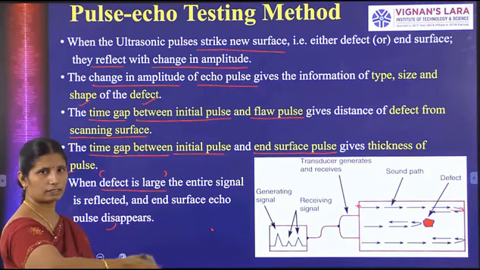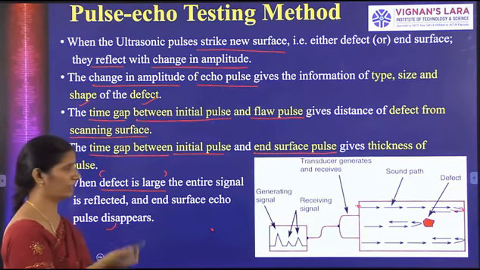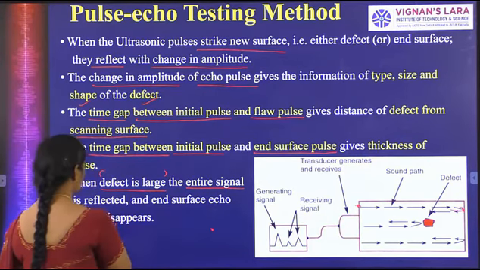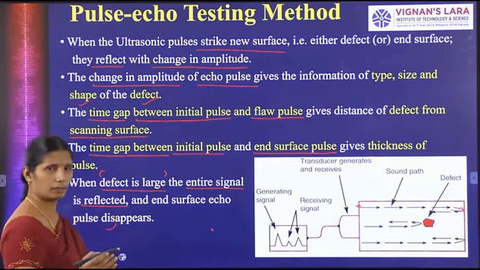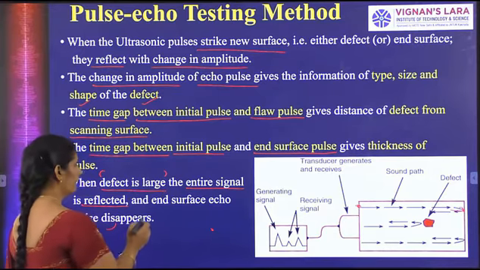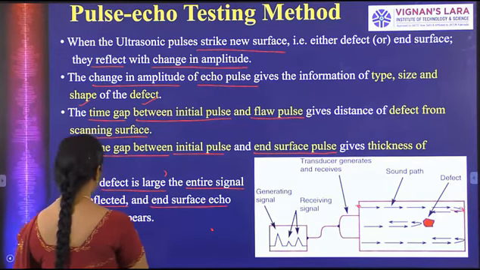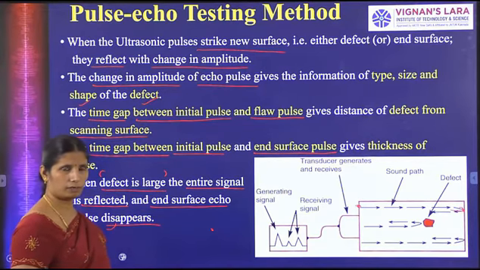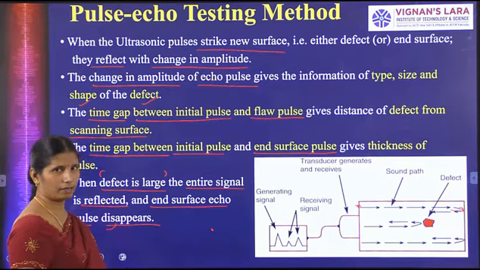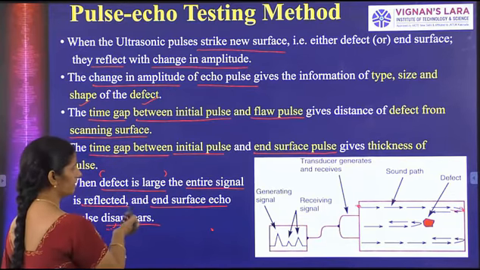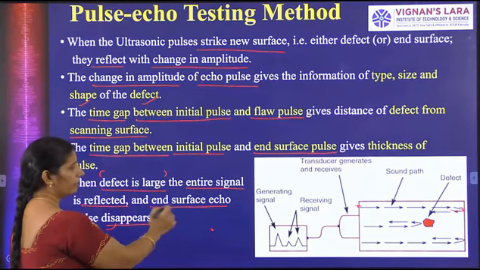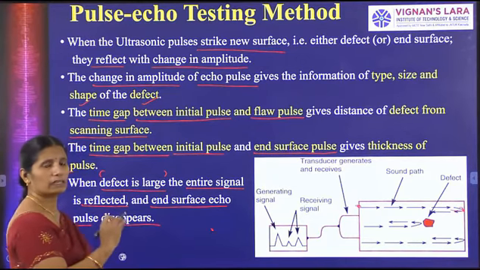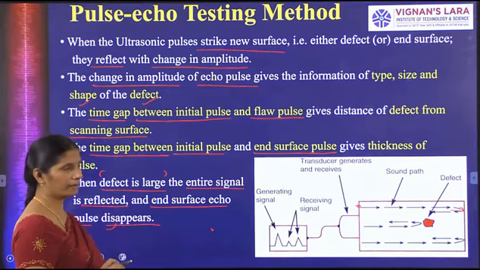So when the defect present in the testing material is large, its size is very large, then what happens? The entire signal is reflected. The entire ultrasonic signal will be reflected back, and the end surface echo pulse disappears. There will be no end surface echo because the defect is very large.